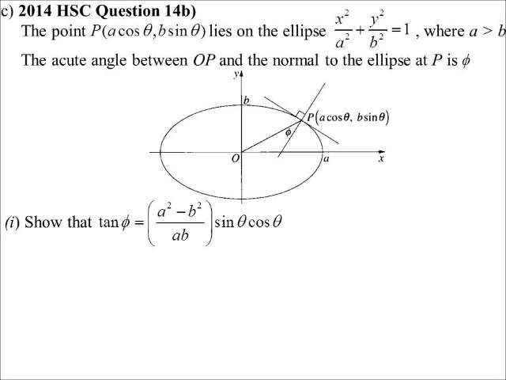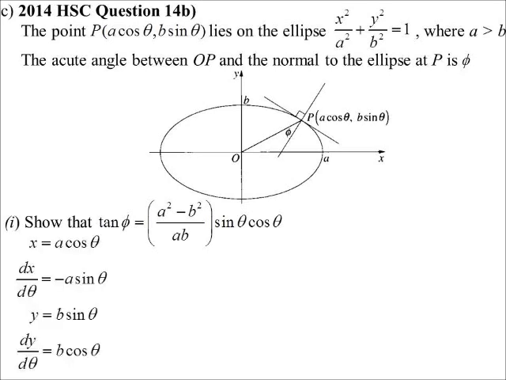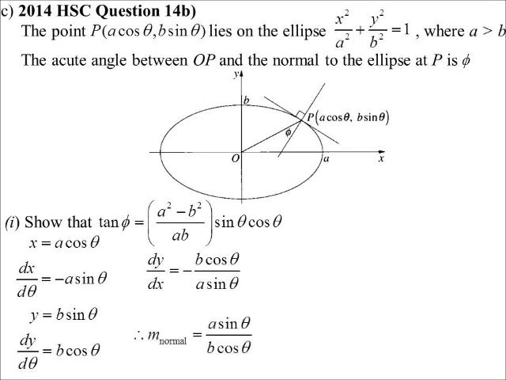Right, well, we've got to find that angle in there. Well, x is a cos theta, so I know dx by d theta is minus a sine theta. Basically, I'm finding the slope of the tangent, but I'm using the parametrics. So dy by d theta is b cos theta. I get dy/dx is minus b cos theta on a sine theta. So there's our slope of our tangent. That allows me to find the slope of the normal. It'll be a sine theta on b cos theta.